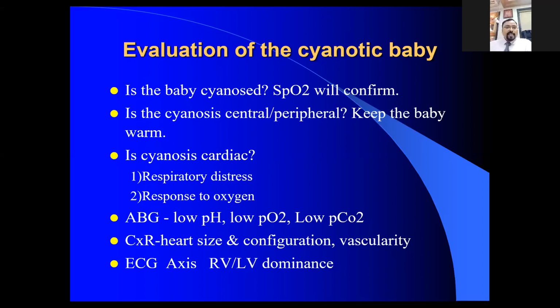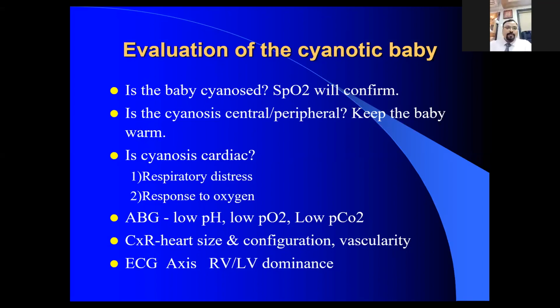If vascularity is normal or oligemic, usually it goes with TOF-like physiology or TGA. If TGA is associated with VSD, then increased pulmonary vascularity with egg-on-side appearance.